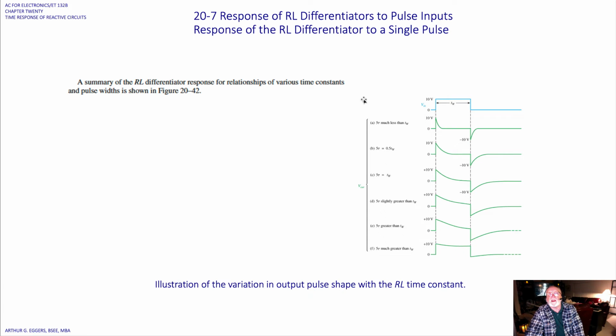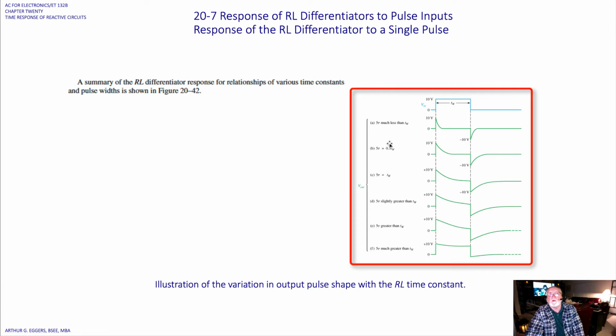So we can see here again, just like we saw before, where they're going through and they're telling us 5 time constants larger than the pulse width, all the way down to 5 time constants much greater than the pulse width, what happens. So you can see in each case, as the pulse width gets wider and wider, we have a longer decay in both directions, both the negative and the positive.